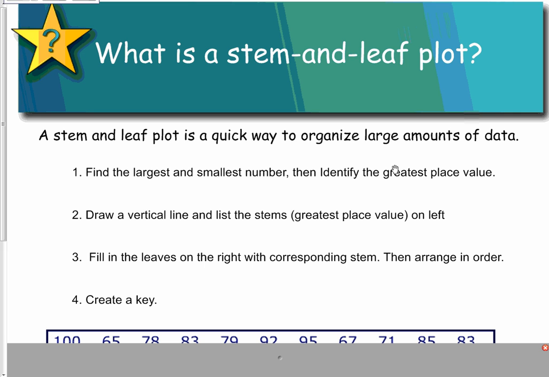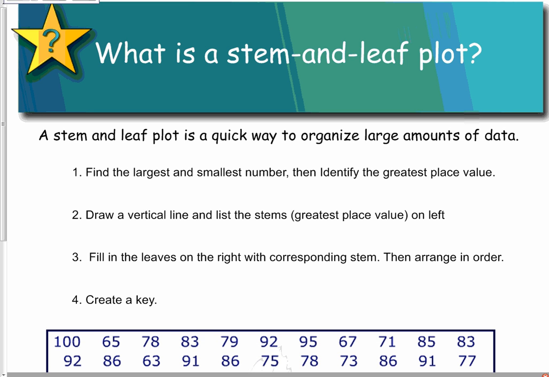Draw a vertical line and list the stems, the biggest place value, on the left, and then fill in the leaves with the corresponding stem. Then arrange in order from lowest to highest, and then create a key. So if you see this set of data down here at the bottom, we can start to build what this is going to look like.